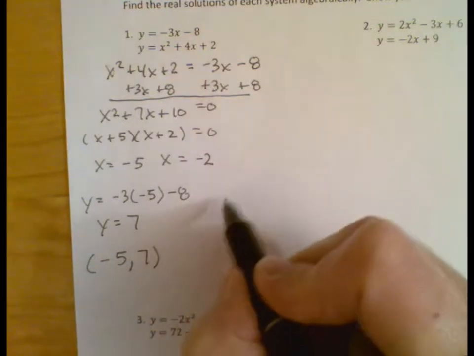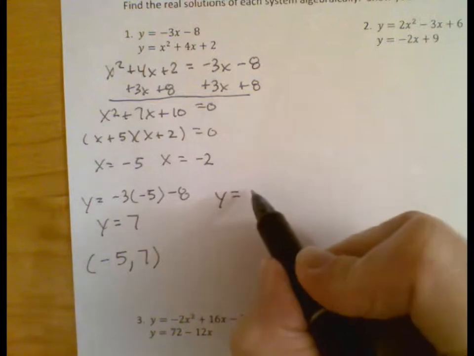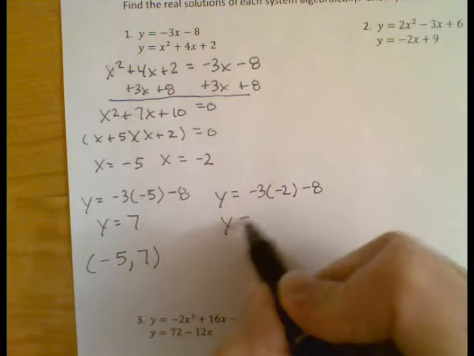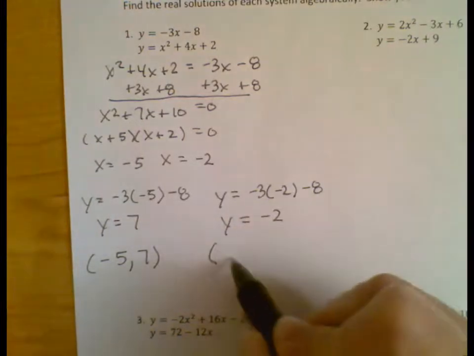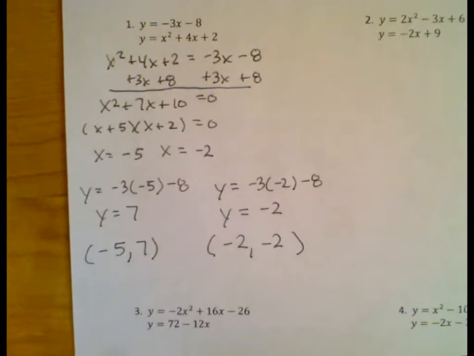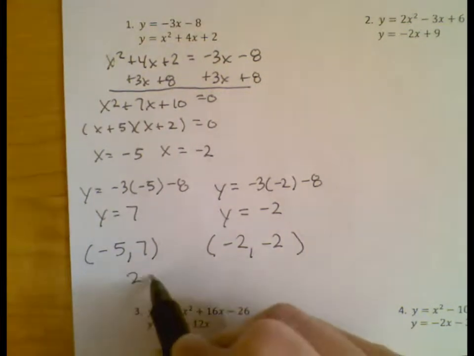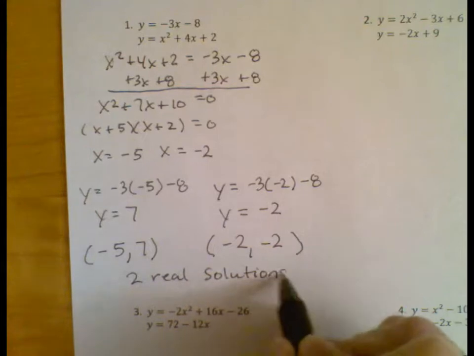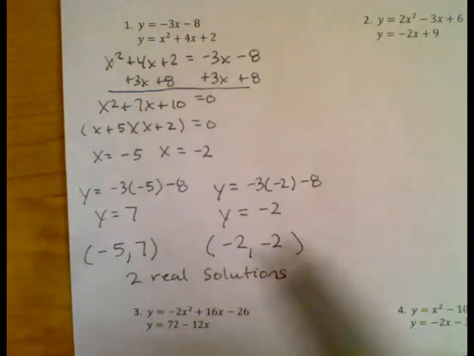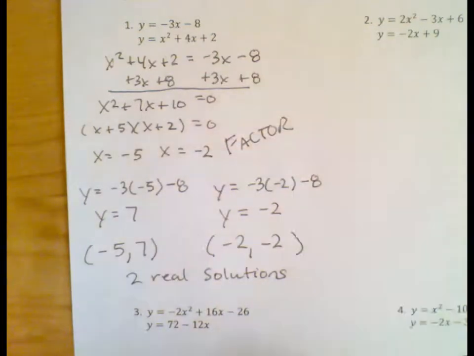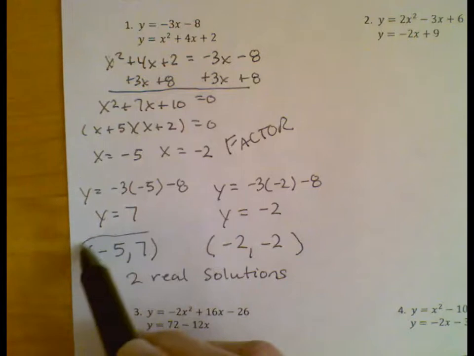Do the same thing for the second one. So -3 times -2 minus 8. That's -2, so that ordered pair is -2, -2. So we have 2 real solutions, and we ended up factoring on that. That's what I chose to do.